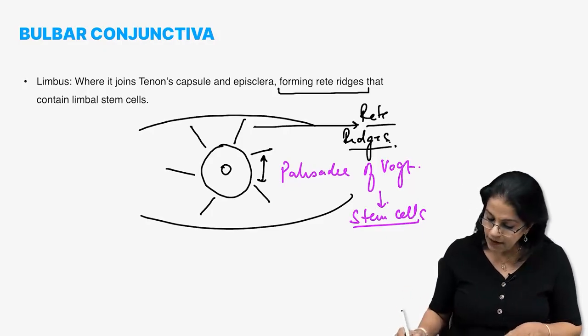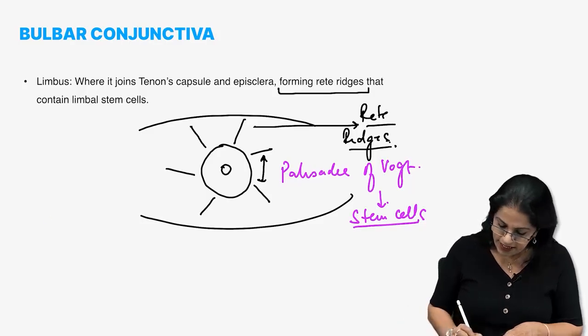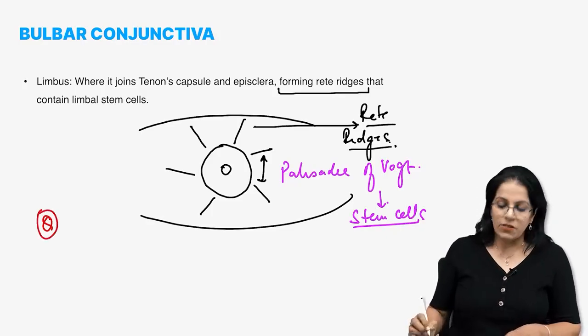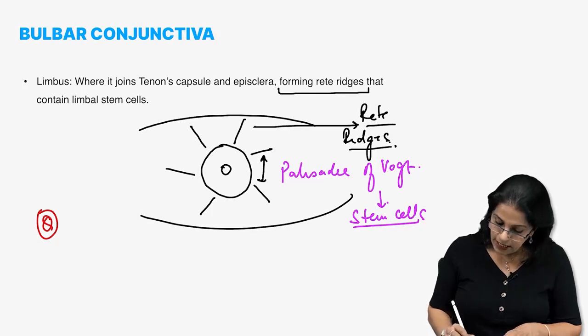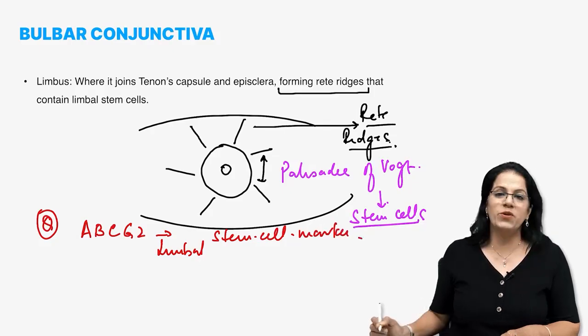Okay. Next we have to understand, there's one exam question I remember. Let's solve this. What is the stem cell marker here? So, the stem cell marker would be ABCG2. We will not forget this. This is the limbal stem cell marker. So, the limbal stem cell marker is ABCG2. Note this question please.